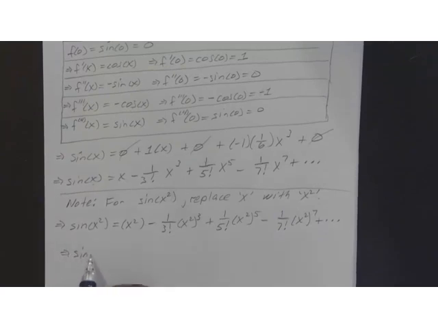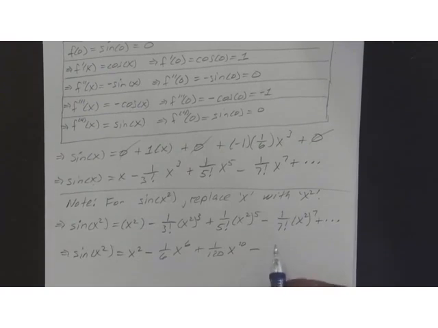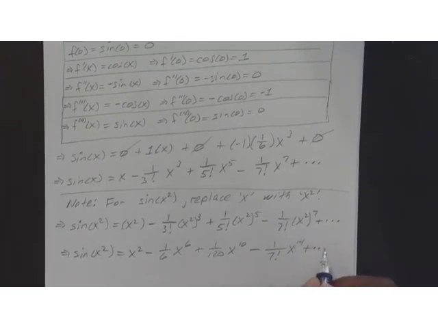So that means your Maclaurin series for sine of x squared would just be x squared minus 1 over 3 factorial, or you can put 1 over 6, doesn't matter, times x to the sixth power, plus 1 over 5 factorial, or 1 over 120, times x to the 10th power, minus 1 over 7 factorial, and I'll just leave that as 7 factorial because I was too lazy to actually calculate that, times x to the 14th power. And it keeps on going after that.